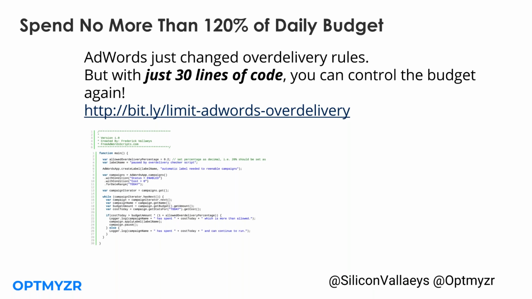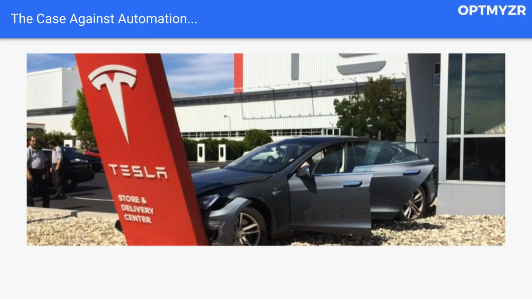But now this thing is checked out. If I hit my over delivery target for a certain day, it'll actually go and pause that campaign for the rest of the day, so I don't have to worry about it.